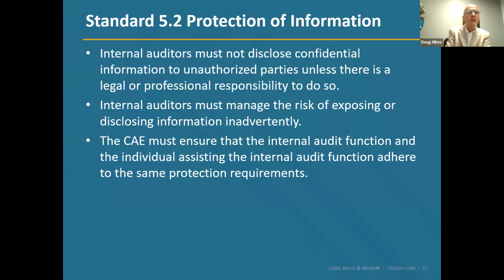Continuing on with protection of information, and lastly, Standard 5.2: internal auditors must not disclose confidential information to unauthorized parties unless there's a legal or professional responsibility to do so. Internal auditors must manage the risk of exposing or disclosing information inadvertently, and the CAE must ensure that the internal audit function and the individuals assisting the internal audit function adhere to the same protection requirements.